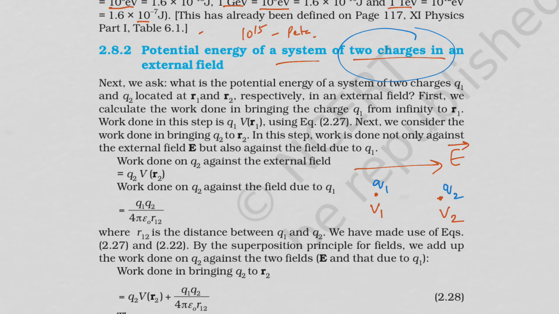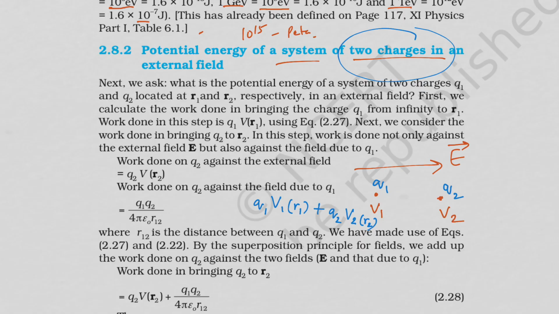So what will be the potential energy stored in these 2 charges? Total potential energy of this system of charges, okay. So first of all, in an external field, we have just proved that the potential energy is actually Q1 into V1, suppose this is at R1, and then add it to Q2 into V2 that is at R2, okay.